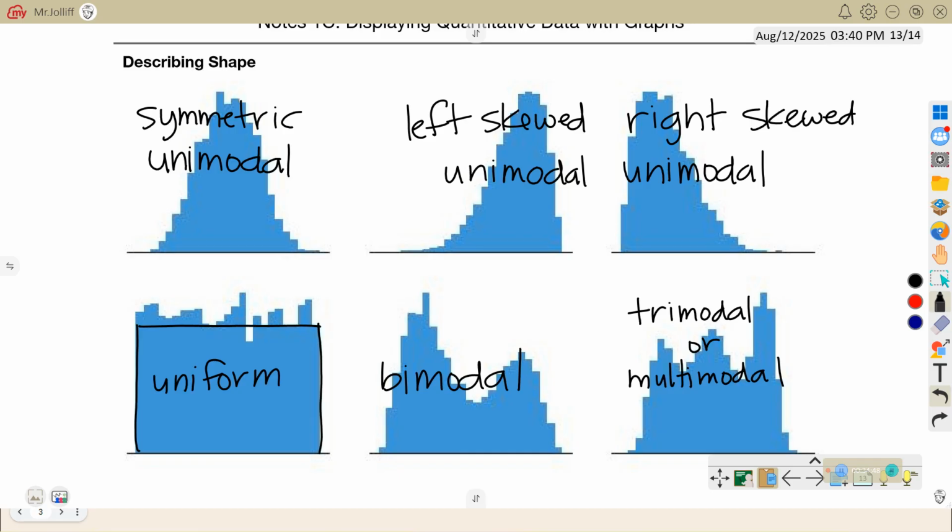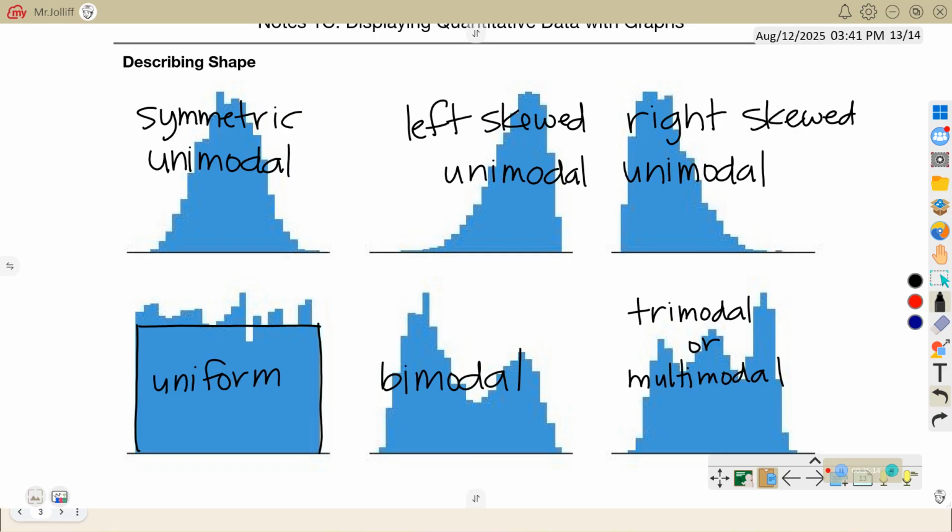We're running out of ink. So trimodal is more accurate, but a lot of statisticians, once you get past bimodal, it's multimodal, because once you get past bimodal, those data sets get harder to deal with. Good. So now we know how to label shape.